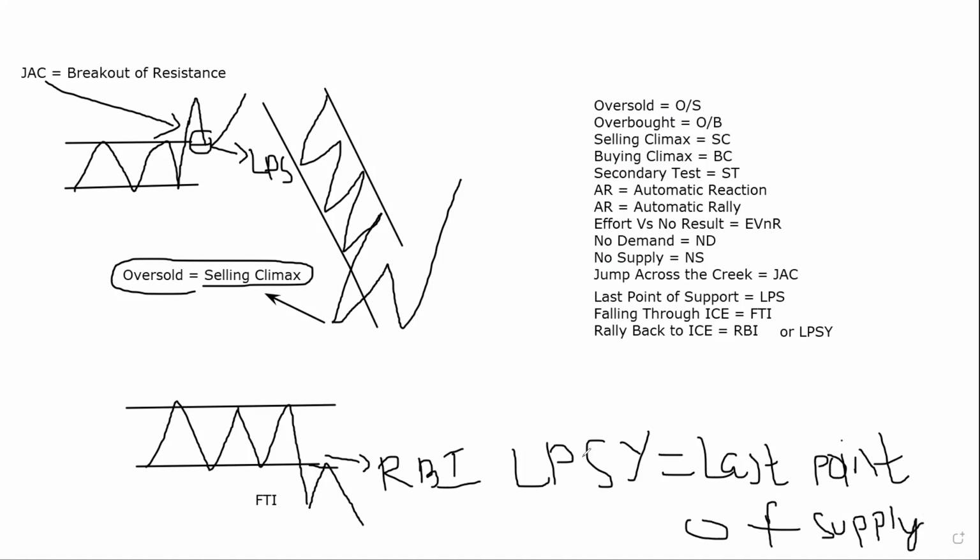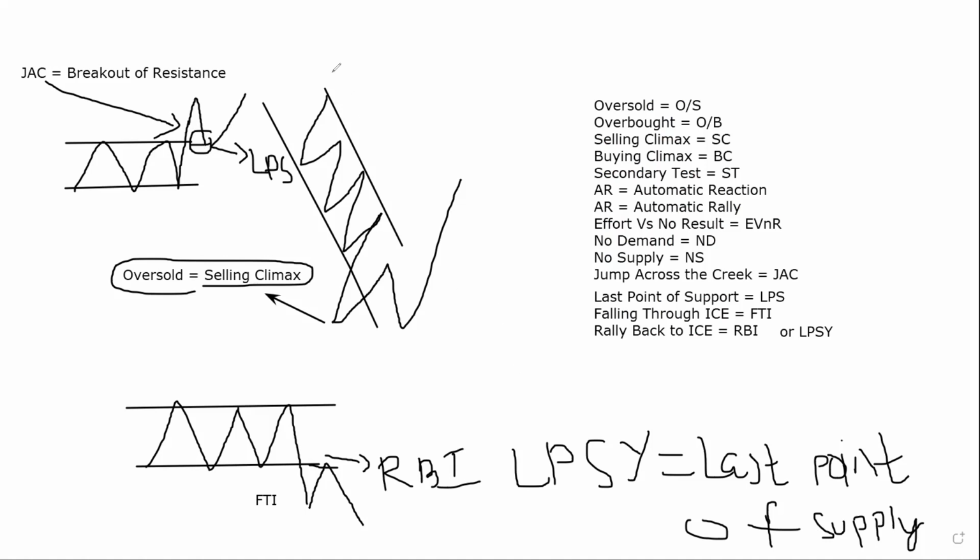Supply is the resistance. Because when the support is broken, this support will act as the resistance. That's why we call it last point of supply. Here as well, last point of support: when the resistance is broken, the market will come back to this level, retest, and then go up again. This point is known as last point of support. Got it? So these are the terms which we use.